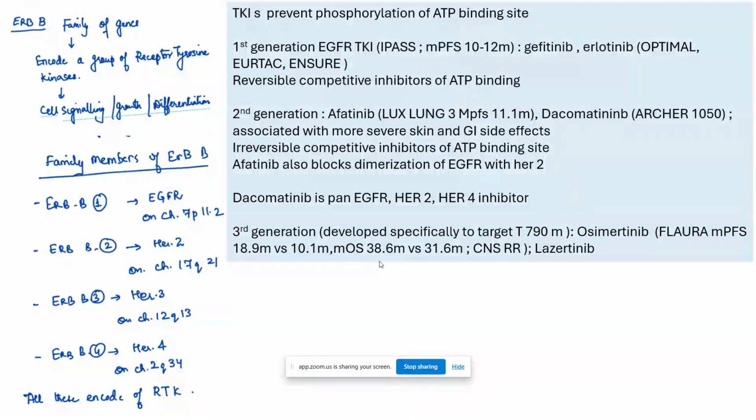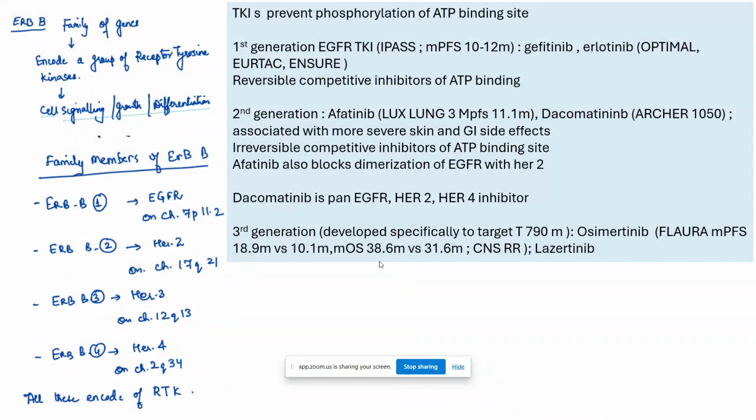So basically, how do TKIs work? As I told, tyrosine has to bind with an ATP to further work on with the cell signaling. So TKI is tyrosine kinase inhibitor. It is inhibiting the binding of the ATP with the tyrosine residue. So once that is blocked, the phosphorylation will not happen. If that is there, then cell signaling will be stopped.